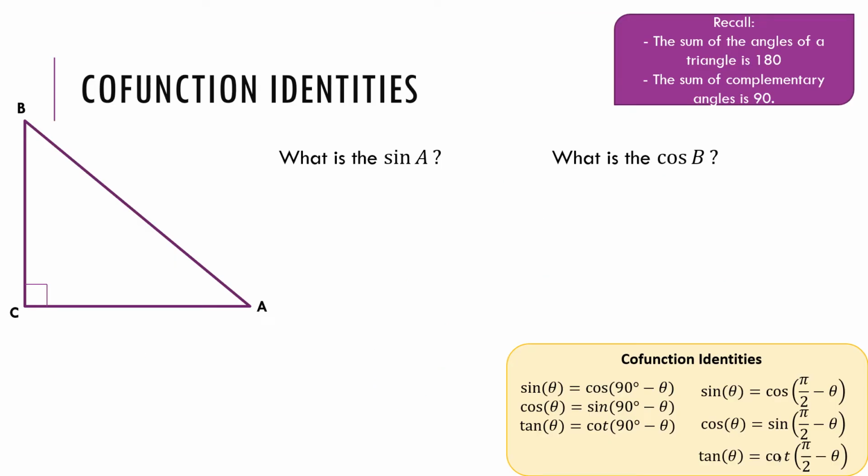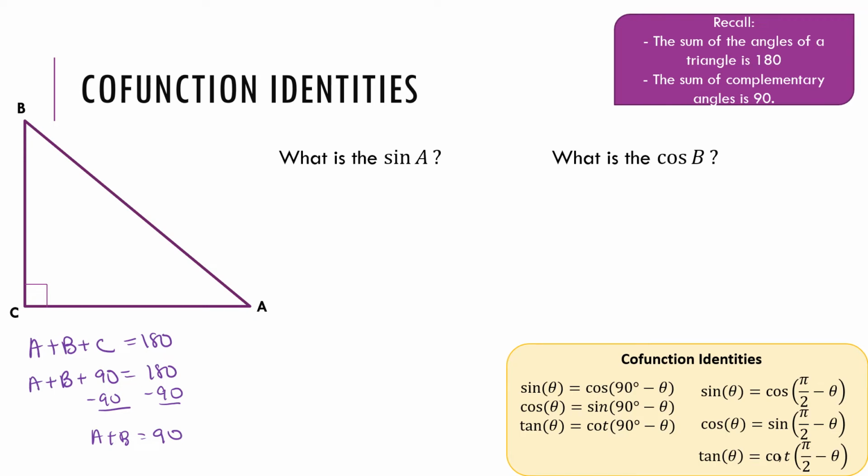Cofunction identities have to do with the fact that a triangle adds up to 180. When we have a right triangle, we know one of our angle measures is 90. So we're just going to call these angles A. If I take A plus B plus C, it has to equal 180. Well, I know that angle C is 90, so I know that A and B have to add up to 90. That means they're complementary. Okay? So hold on to that information for a second while we find this over here.